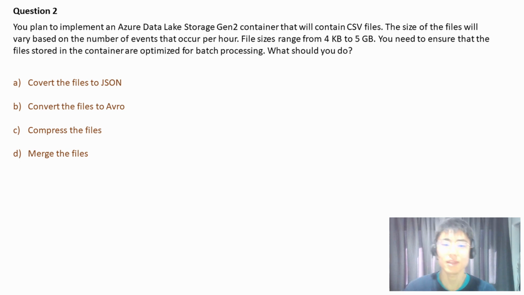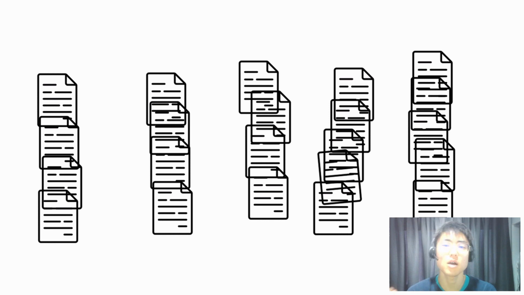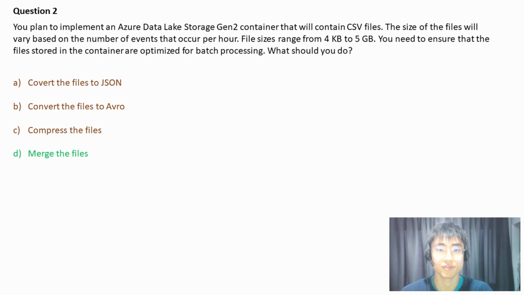So the question is to do with best practice for using Azure Data Lake Storage Gen 2. Right now we have a lot of small files here, but in general, it's better to organize the data into larger files. That does not only lead to better performance, but it also reduces cost of storage as well. But some engines and applications, of course, might have trouble processing some really big files. So the rule of thumb is to stay between 250 megabytes to 100 gigabytes. The option that achieves our goal is D, merge the files.